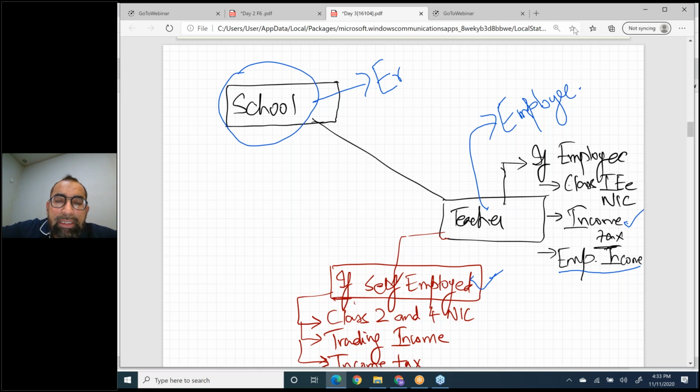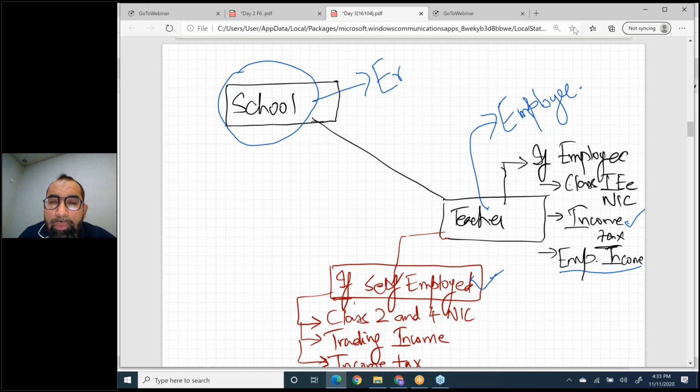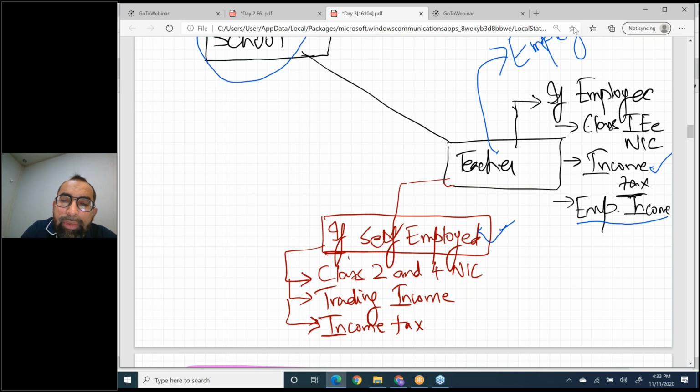So if the teacher is self-employed, then that teacher's income will be treated as trading income. Yes, he has to pay income tax on trading income, and he has to pay class 2 and class 4 NIC, right?